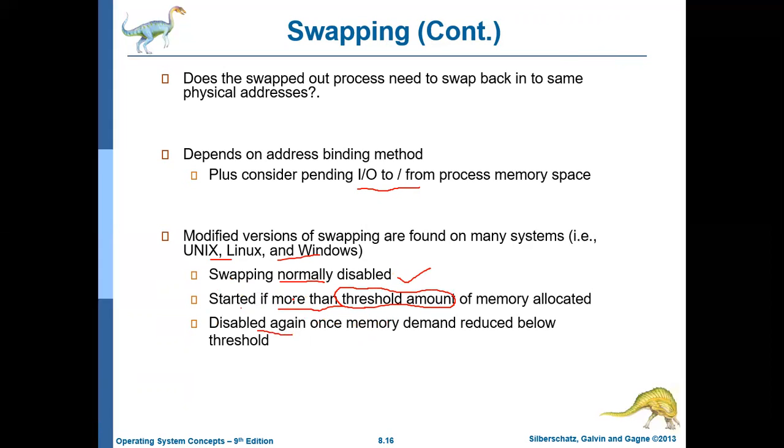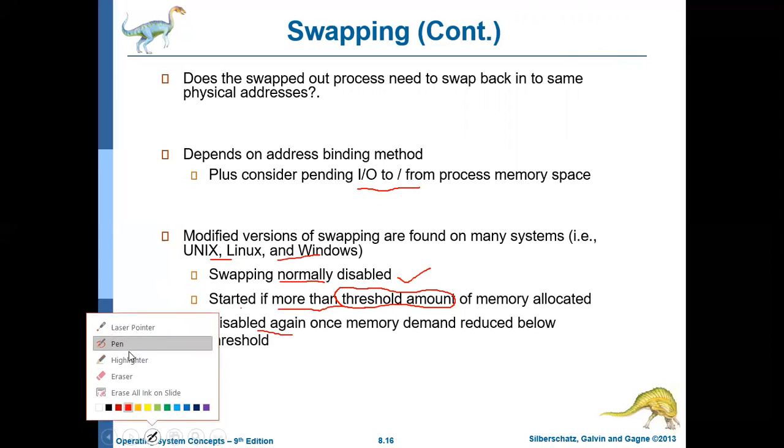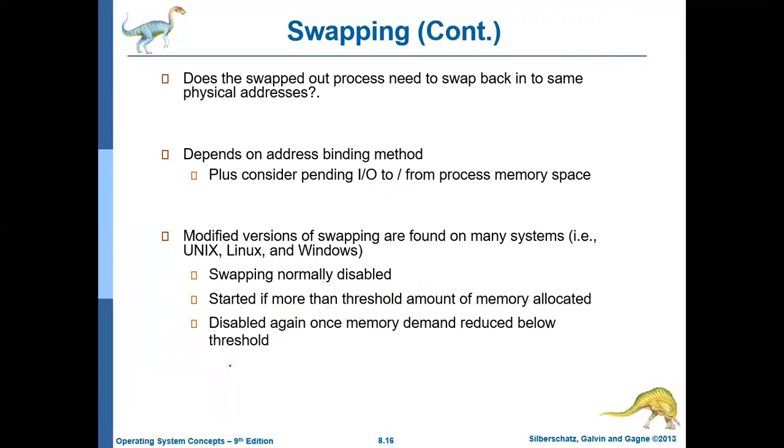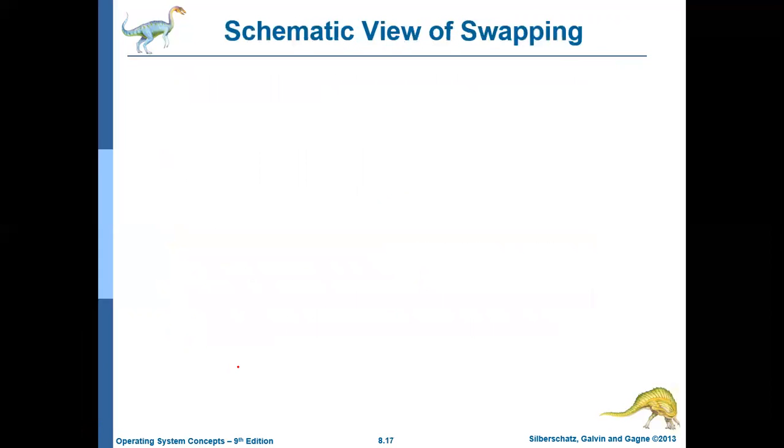This is how the modified versions of operating systems like Unix, Linux, and Windows behave. They generally don't swap. Only when the memory occupied by the processes exceeds a certain threshold, swapping will be done. And if the memory demand is reduced, the swapping will be disabled.